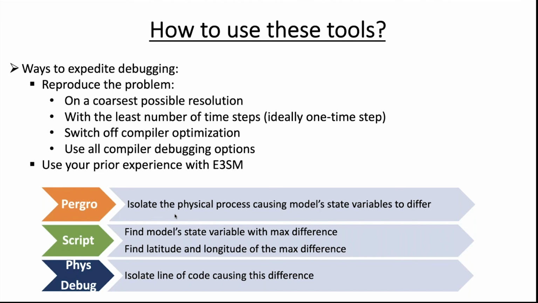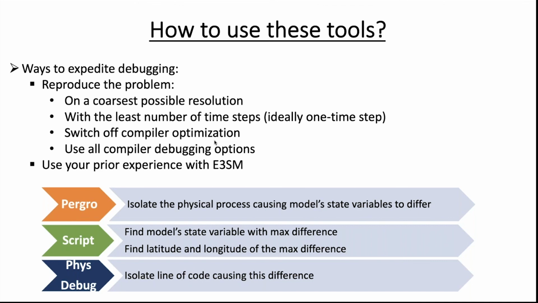So what I would do is try to reproduce the problem like any debugging exercise. I will try to reproduce the problem at the coarsest possible resolution, and with the least number of time steps, so that I can get to the problem as fast as I can. Because if it takes longer, that will just increase your debugging time. And I would also switch off compiler optimizations, because even if you add print statements here and there, compiler optimizations do play a role. They change your code, so switching them off is a very good strategy.